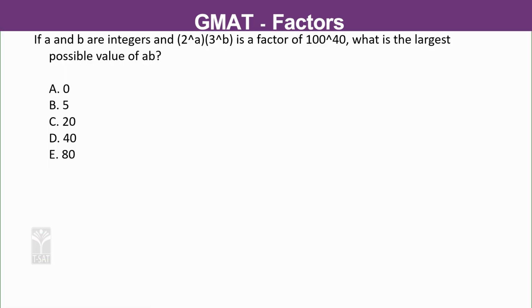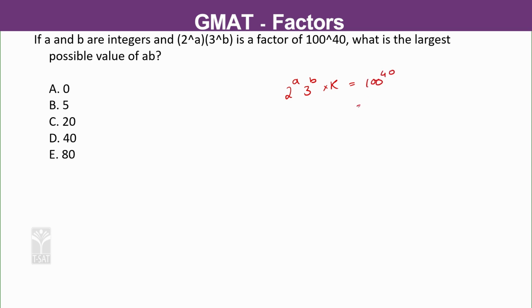If A and B are integers and 2 to the power of A into 3 to the power of B is a factor of 100 to the power of 40, what is the largest possible value of AB? Okay. So, they are saying that 2 to the power of A into 3 to the power of B is a factor of 100 to the power of 40. So, this into some constant k will be equal to 100 to the power of 40.